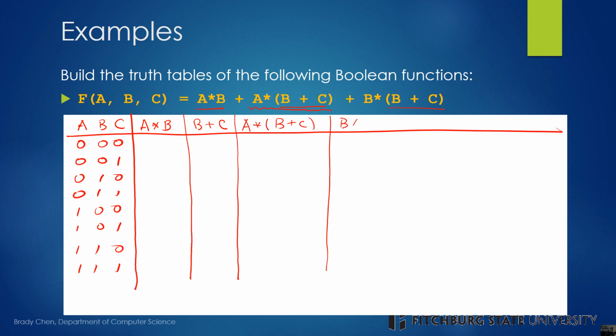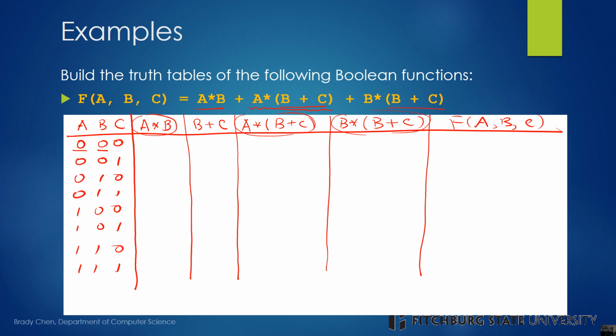A times B plus C. And then for the final, we just add these three together, so you get F of A, B, and C. So with the values of A and B, you try to build A times B. That's the AND operation, remember.